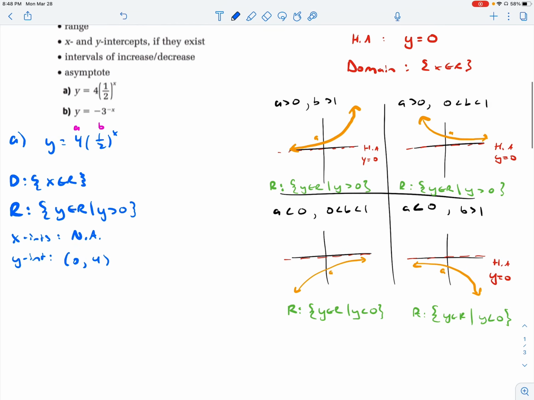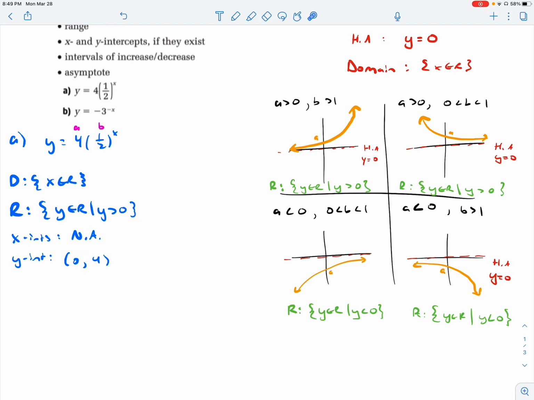And our intervals of increase and decrease. So this function, when I look at it from left to right, it's going down from left to right. So if you imagine you were walking along here from left to right, you would be going downward. So this is decreasing. Over what interval is it decreasing? Well, it's decreasing over the entire domain. All the way from negative infinity to positive infinity, this function is decreasing.